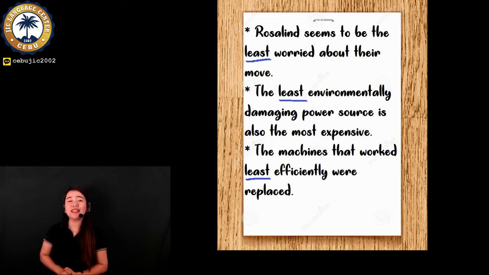The less environmentally damaging power source is also the most expensive. The machines that work less efficiently were replaced.